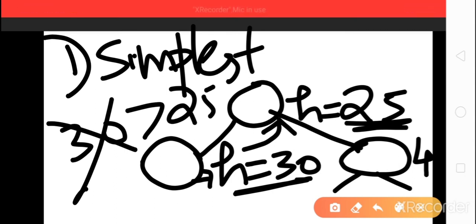Suppose the first node's heuristic value is 3. Then the node is explored here. That is the simplest hill climbing algorithm.